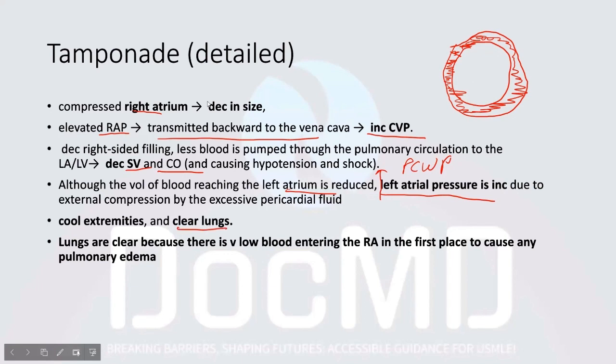Why are you getting clear lungs? Because if the right side of your heart isn't able to fill, eventually not much fluid goes to the pulmonary circulation, and there's no backup of fluid. So the elevation of pressure is due to the heart being compressed by the pericardial fluid. This is very important to distinguish from, for example, pulmonary embolism, because in pulmonary embolism you get a low wedge pressure. In this, you get a high wedge pressure, but both are causes of obstructive shock. So very important, lungs are clear because there's very little blood entering the right atrium in the first place to cause any pulmonary edema. I want you guys to remember this. Don't worry, I have summary slides at the end, which we will go through.